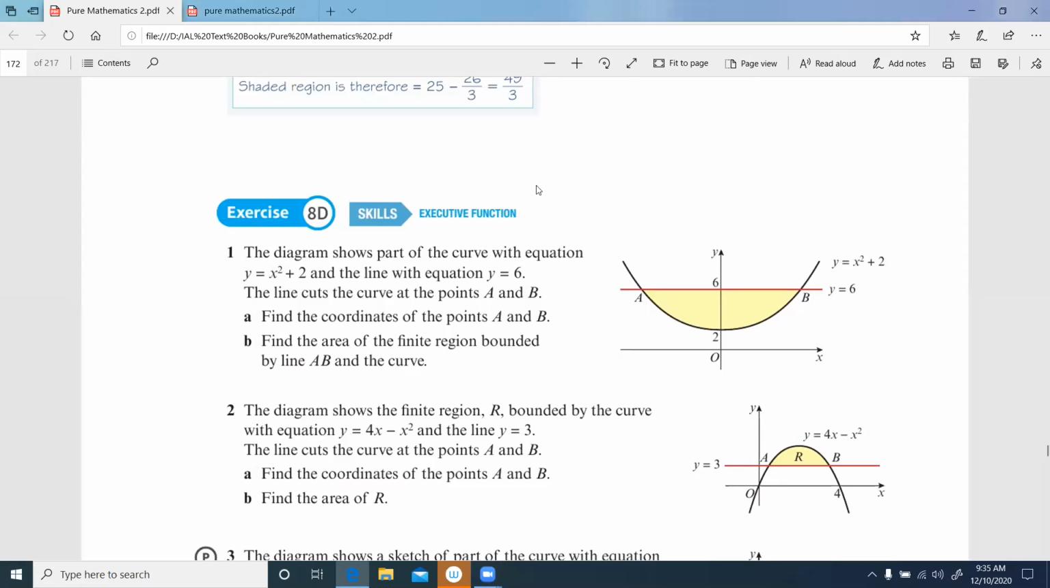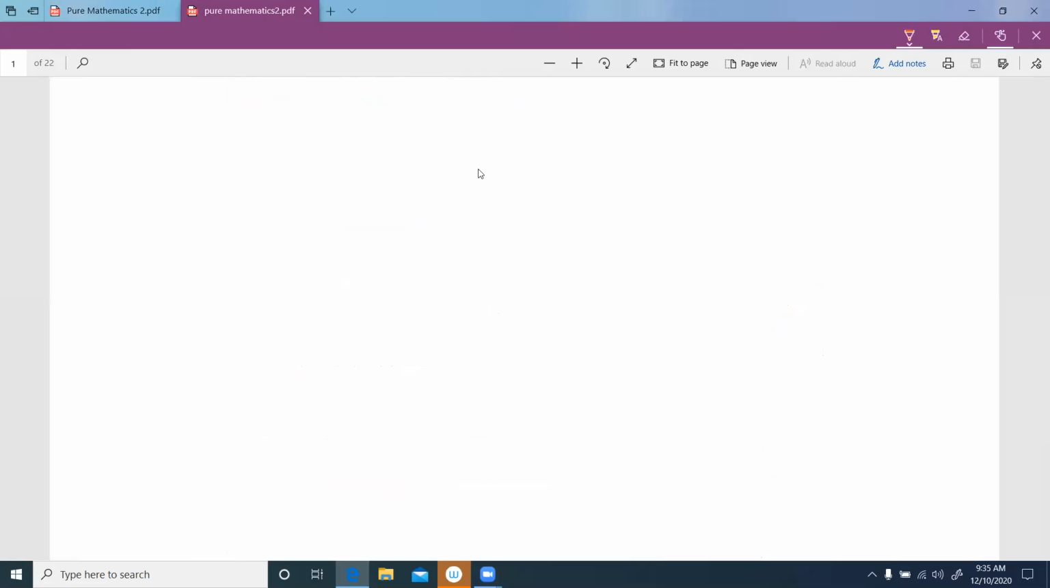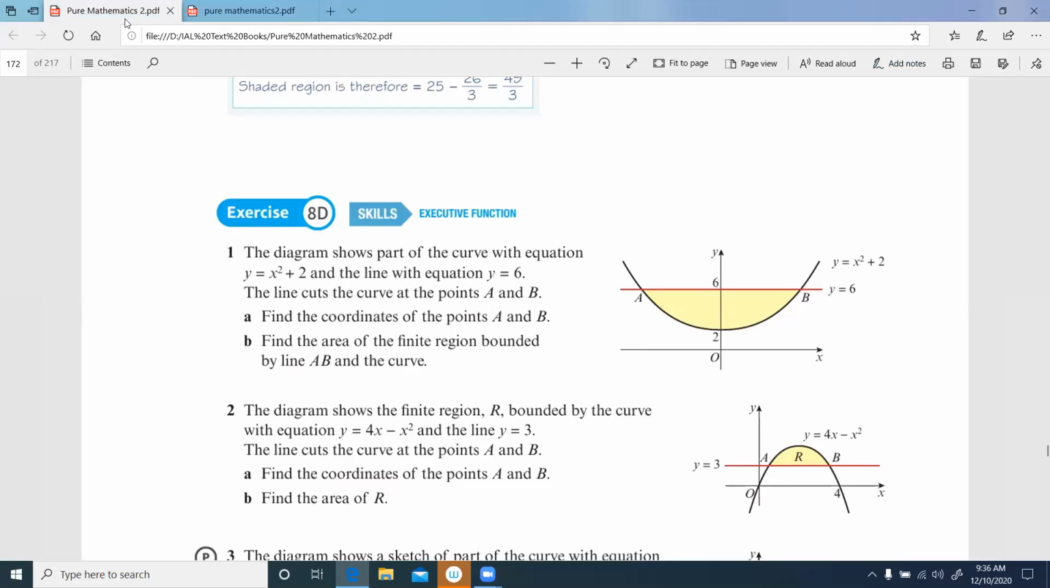Okay, children. Today our topic is the continuation of yesterday's work. Today we are going to learn about the area between two curves. So we have already learned the theory contents based on that, as I mentioned in yesterday's session.